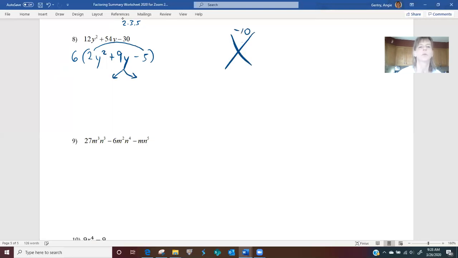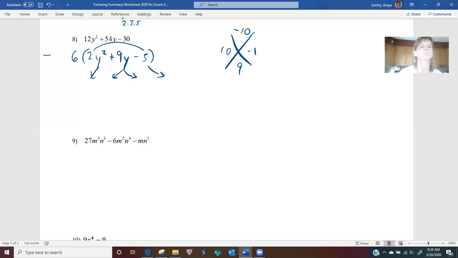Product, negative 10, because 2 times negative 5 is negative 10. Sum is positive 9. Use the signs over here to make life easier. 10 minus 1. 10 times -1 is -10, 10 minus 1 is 9, true. Hopefully by now the factoring by grouping is becoming easier.